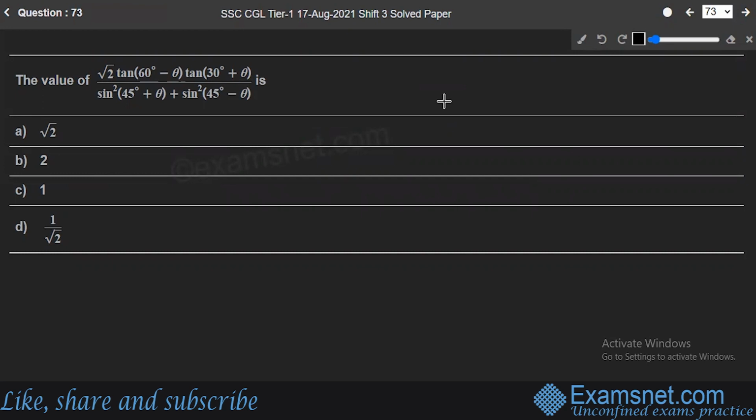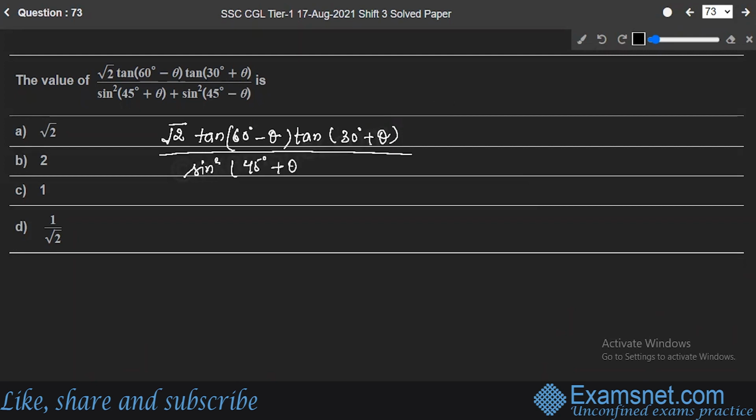So, you have to find out the value of the given expression. Let's write down: root 2 tan (60 degree minus theta) tangent (30 degree plus theta), whole divided by sine square (45 degree plus theta) plus sine square (45 degree minus theta). A number of concepts we'll be using in this question.